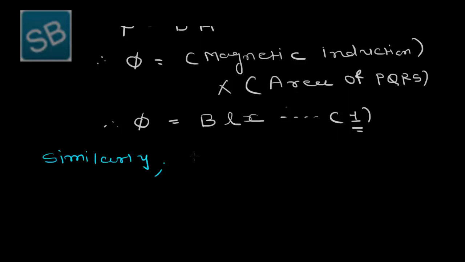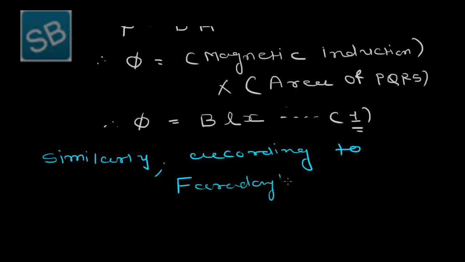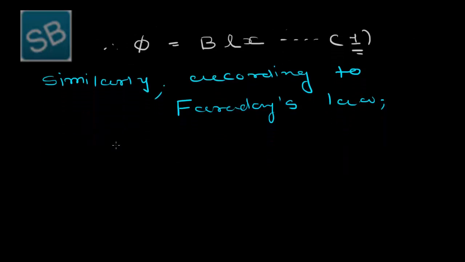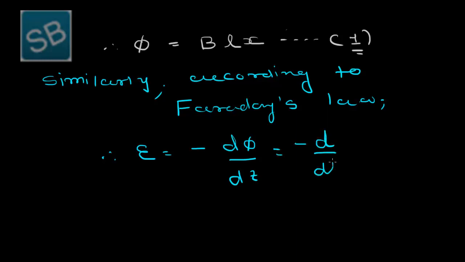Similarly, according to Faraday's law, epsilon is equal to minus d phi by dt, which is equal to minus d by dt of BLx. Now see, the magnetic induction will not change with time. The length of the U-shaped conductor will also not change with time. So these two quantities are constant with respect to time and I can put them outside the differentiation.